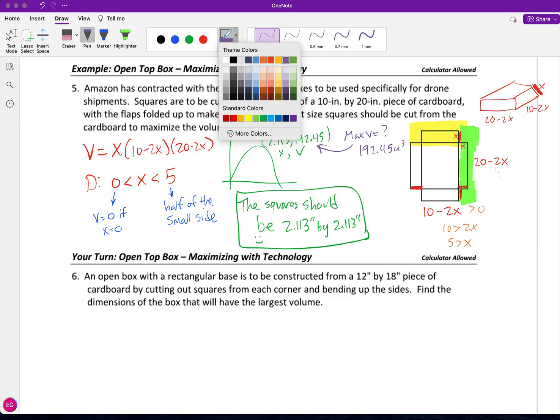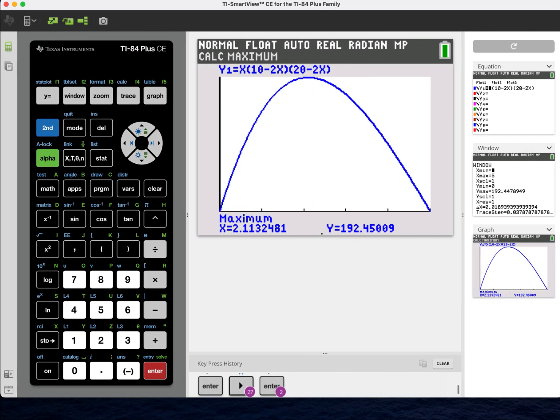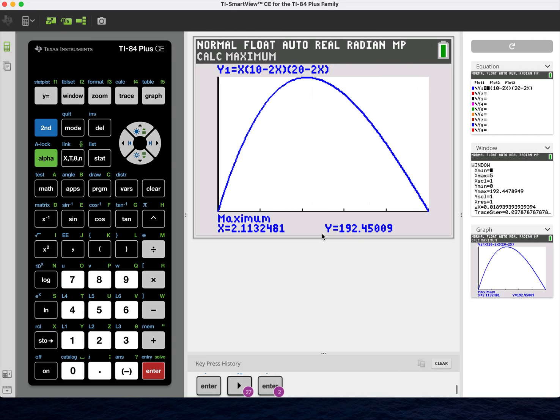So that's one possibility. And then another thing that they could ask us is what are the actual dimensions of the box? Okay, so that would be like this 20 minus 2x, 10 minus 2x, and x. And so we need to calculate what that is. But remember, it stores the x value when we go to the home screen.